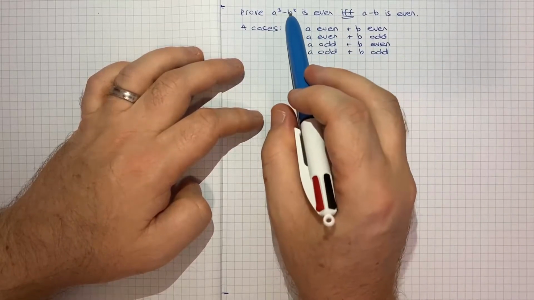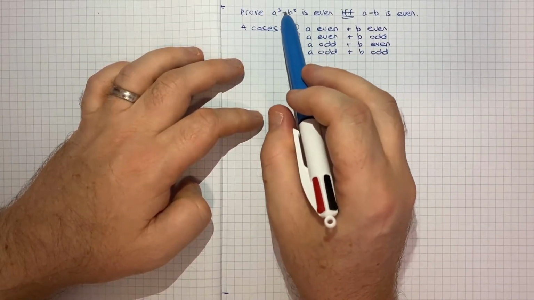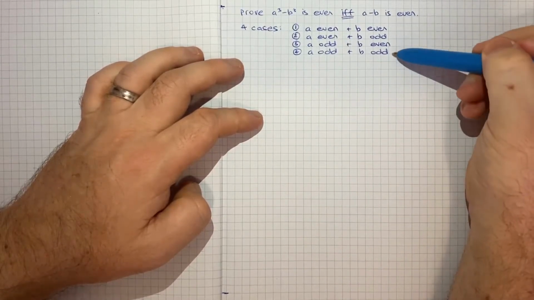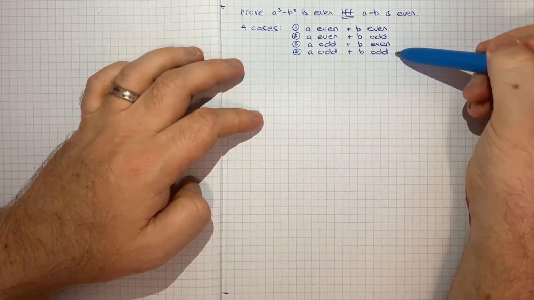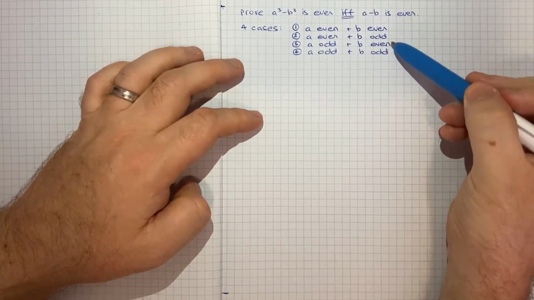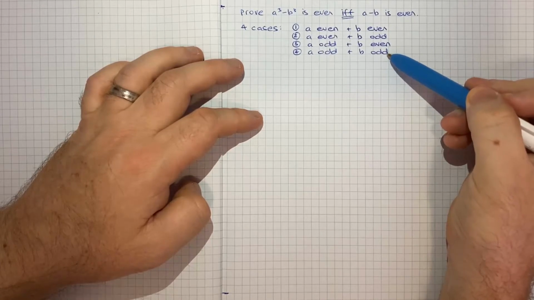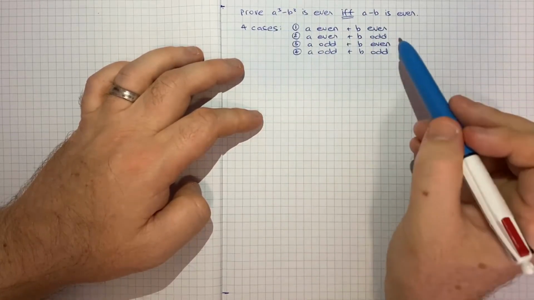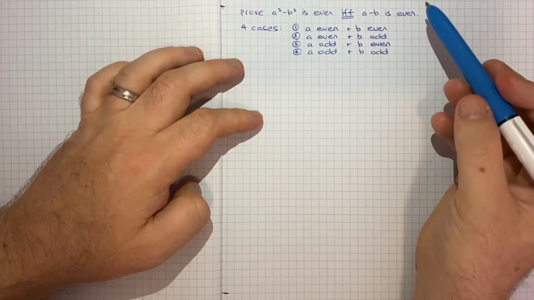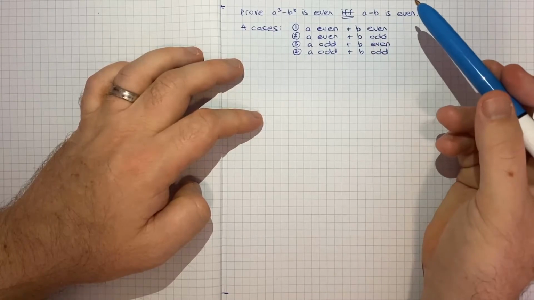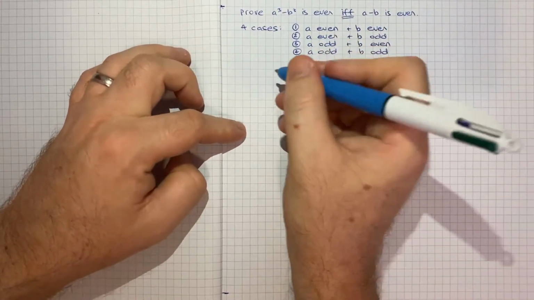And hopefully you see that this covers all the possibilities. Given we're dealing with just two items here, an a and a b, these four cases are mutually exclusive and exhaustive. They cover all the possibilities. So if we can work through each case one at a time and see whether a minus b is even and a cubed minus b cubed is even or odd, then we hopefully can make the conclusion that we're being asked to make. So let's just work through each case one at a time.